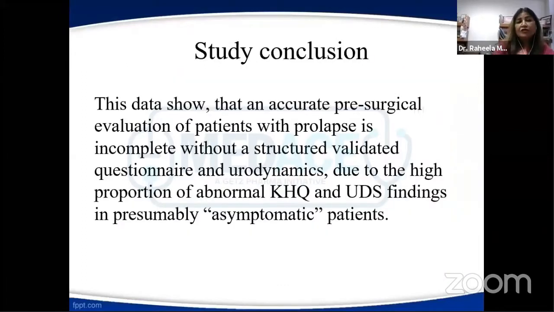So this study, by the way, concluded that an accurate pre-surgical evaluation of patients with prolapse is incomplete without a structured, validated questionnaire. I firmly believe in that, and trust me, our history taking is designed on the urogenital distress inventory. My fellows constantly use that structured questionnaire. Even I love this King's Health Questionnaire. Due to the high proportion of abnormal King's Health Questionnaire and urodynamic findings in presumably asymptomatic patients, the study says urodynamics is a must. Well, you have the right to agree or disagree with the study.